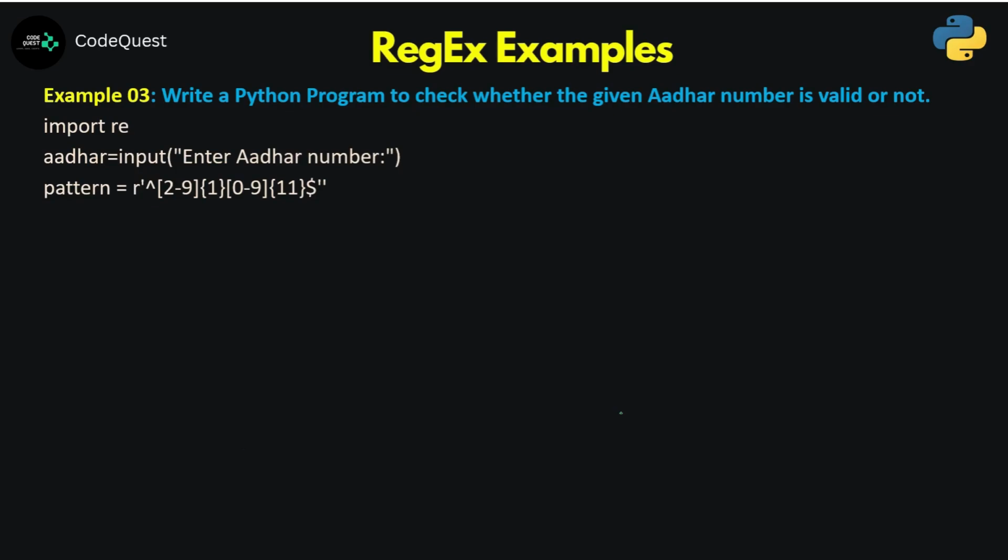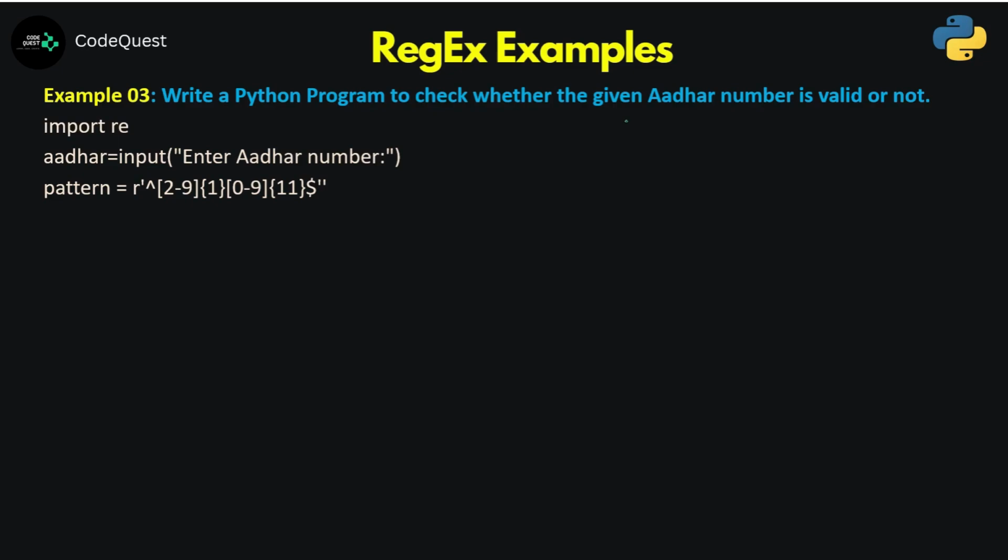So let's see one more example where we are going to verify whether an Aadhaar number is valid or not. Just before we start to test, let us understand that an Aadhaar number's validity depends on it having exactly 12 digits, minimum and maximum 12 digits. It cannot be less than that.